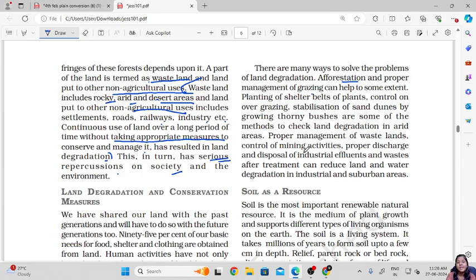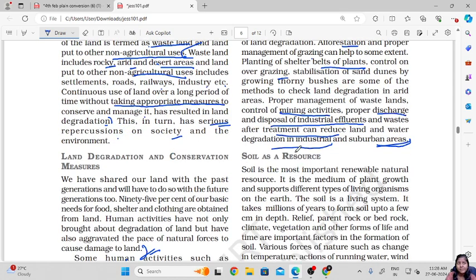Then the next thing is planting of shelter belts of plants, control on overgrazing, and stabilization of sand dunes by growing thorny bushes, which are some of the methods to check land degradation in arid areas. Then we can also solve it by proper management of wasteland, control of mining activities, and proper discharge and disposal of industrial effluents and waste after treatment, which can reduce land and water degradation in industrial and suburban areas.